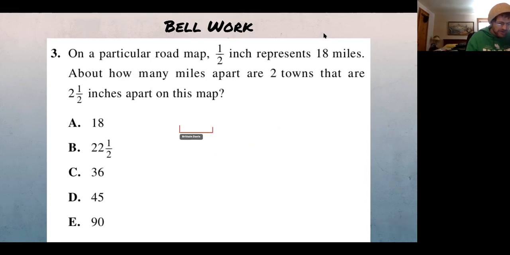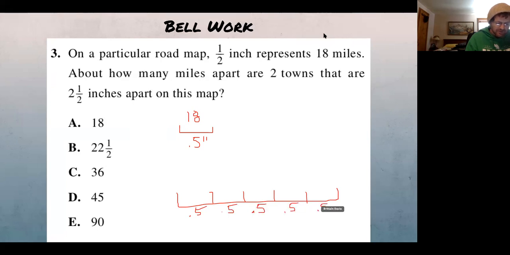So if this is 0.5 inches, and that represents 18 miles, well, then you can imagine if you had 2.5 inches. All right, so here's 0.5 over and over. It'll just take me a second to write this. So if it helps you visually to write it out this way for a problem like this, in total, this represents 2.5, and we can add that up, we can see it, but each one of these represents 18 miles.